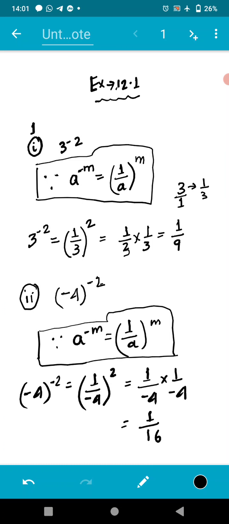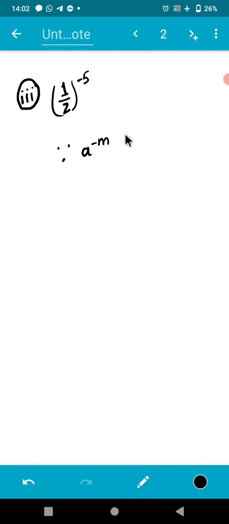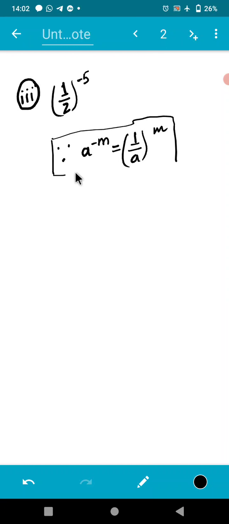Now let's move on to sum number 3. Let's write down the sum number 3. What we have in sum number 3? We have 1 by 2 to the power minus 5. Again we see that the power is in the negative form. So what is the first objective? Absolutely right. We have to make the power positive. Again we will use the same law, a to the power minus m equals 1 by a to the power m. This is the law that we are going to use to solve this particular sum.